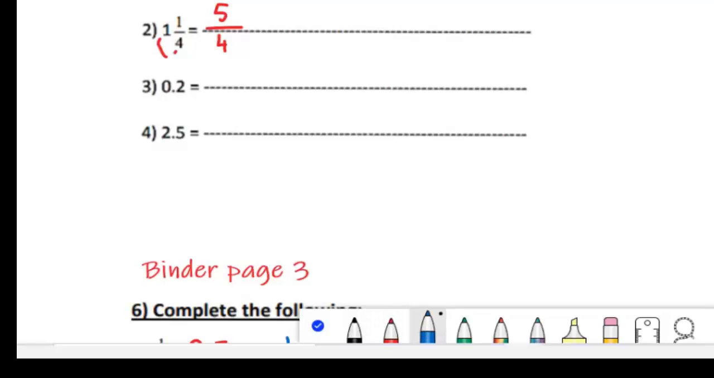How can I find a rational number equal to this one? Let's, for example, multiply the numerator by 2 and multiply the denominator by 2. As a result, I will have a fraction equal to 10 over 8. Is this the only fraction which is equal to 5 over 4? Of course not. Let's, for example, multiply the numerator by 3 and multiply the denominator by 3. And as a result, I will have a fraction of 30 over 24.